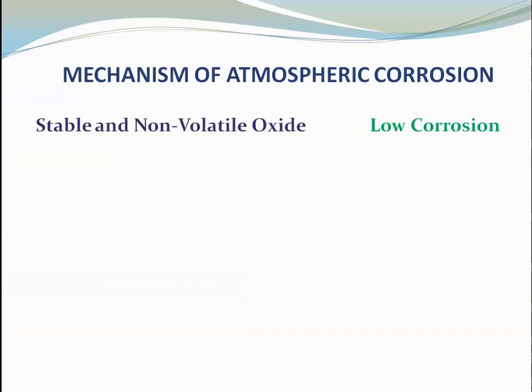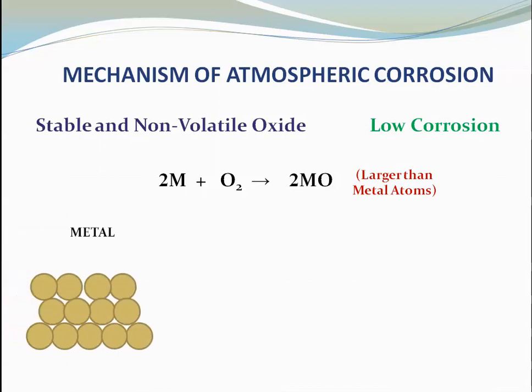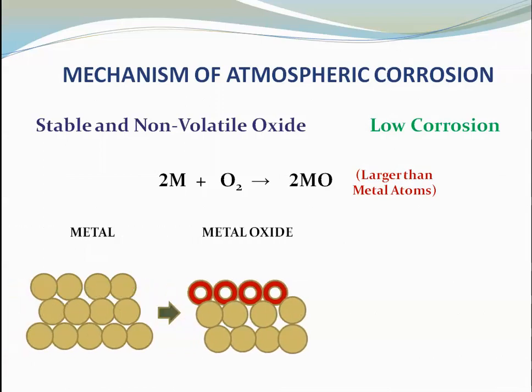In between these two extremes lie most of the metals, whose oxides are stable and non-volatile. That is, the metal oxide is formed, but it does not get evaporated. So where does it go? It remains on the surface as a film.